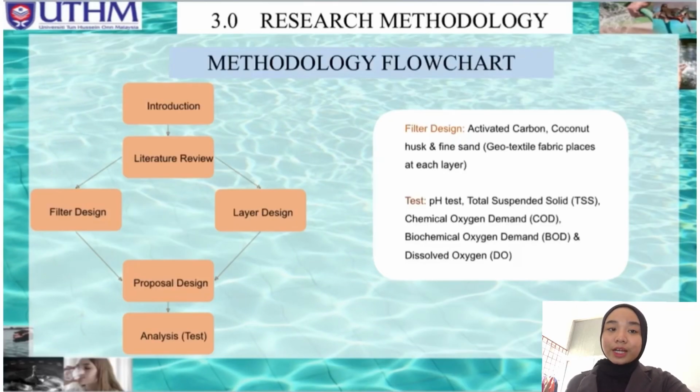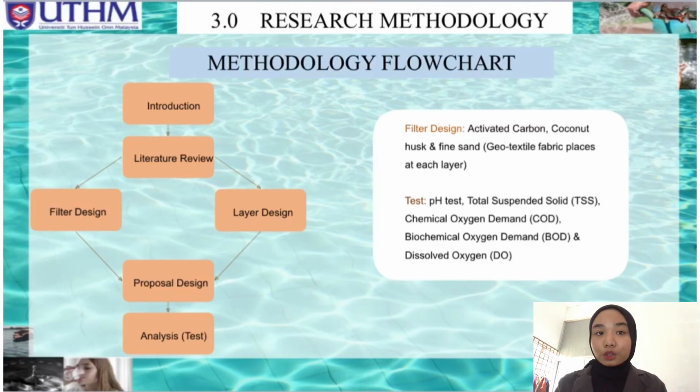Methodology flowchart. This simple flowchart maps out our process from chapter 1 to chapter 3. The first one is the introduction, where we introduce our project, rainwater harvesting filter using natural resources. It goes on to the literature review, where we survey books, articles, and any other relevant sources related to our project, then filter design and layer design, which lead to proposal design and analysis.